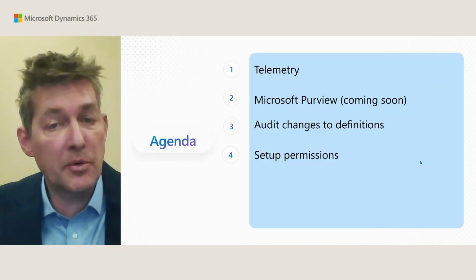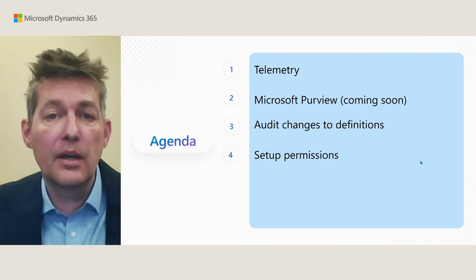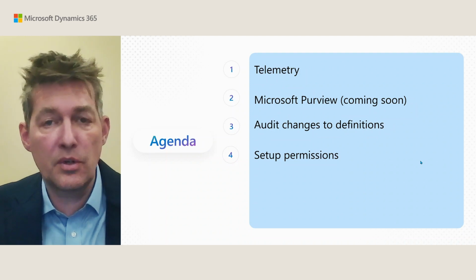What's new in financial reporting in Business Central 2025 Release Wave 1 for administrators? In this wave, you get 2 new features, and then I'm going to show you some new documentation for auditing. So you get telemetry on usage and lifecycle changes to definitions.